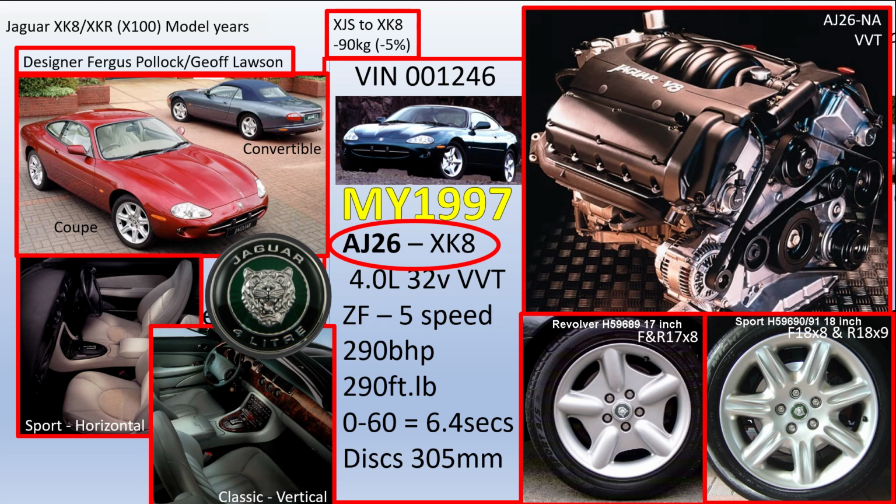The wheels at the time: there was a 17-inch version called the Revolver, 17 by 8 on the front and the rear, or you can have a sport wheel, which you got if you ordered CATS suspension. The front was 18 by 8, the rear 18 by 9, a staggered set. So there you go, model year 1997.